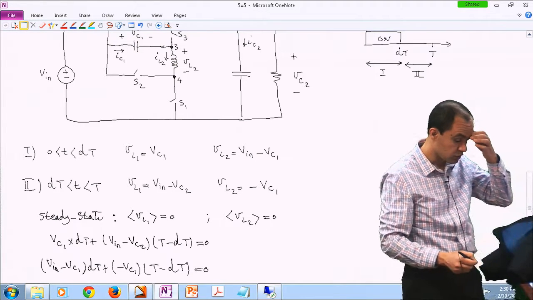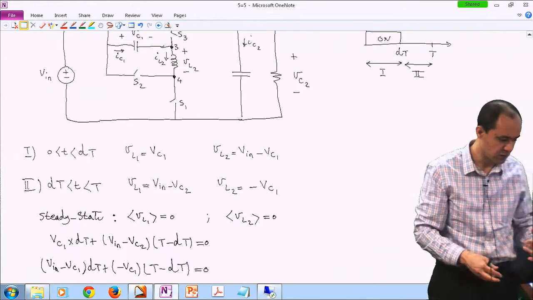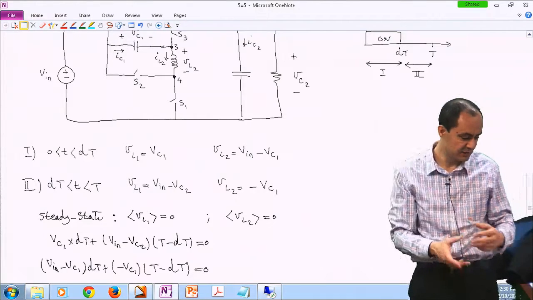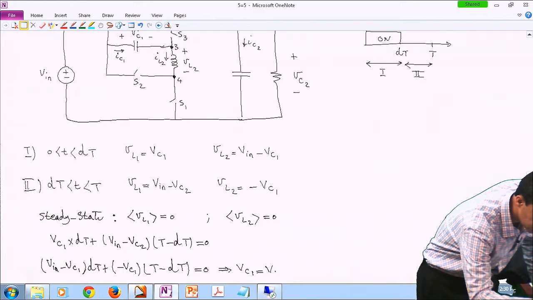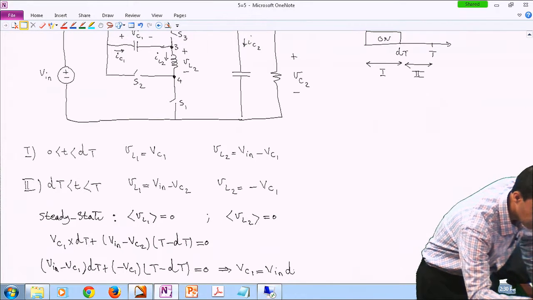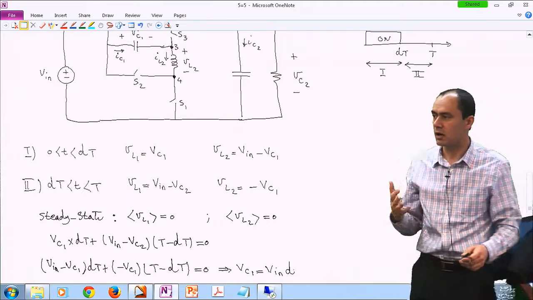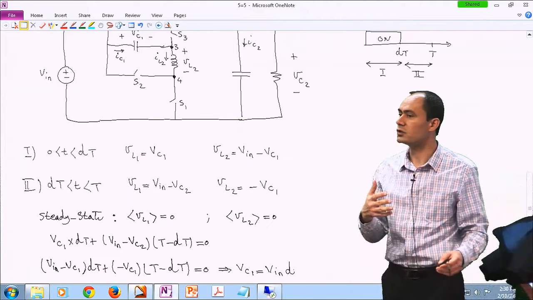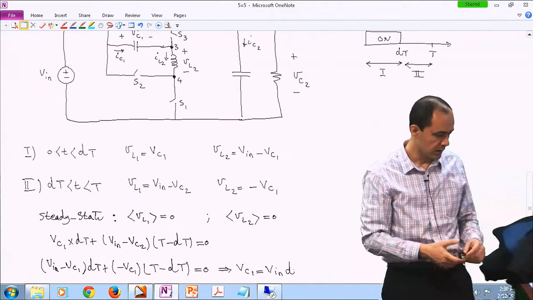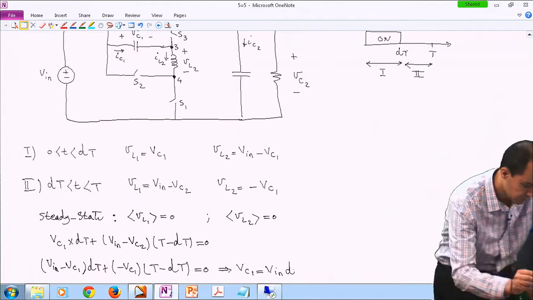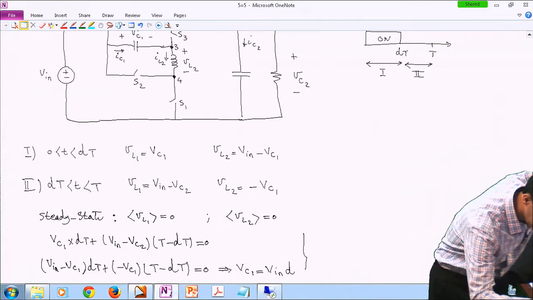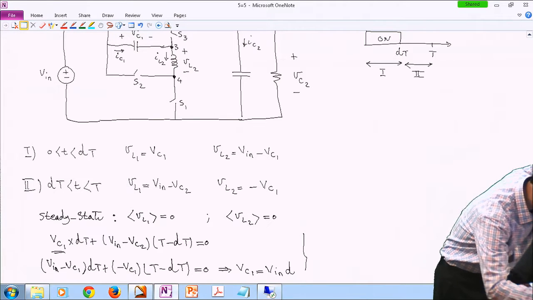Okay? So the second equation is very easy because we only have VC1 and Vin appearing. So you can easily conclude that VC1 is Vin times D. Kind of like there is a buck action going on between the input voltage and VC1. And we need VC1 in the top equation, so now we can actually replace it there.